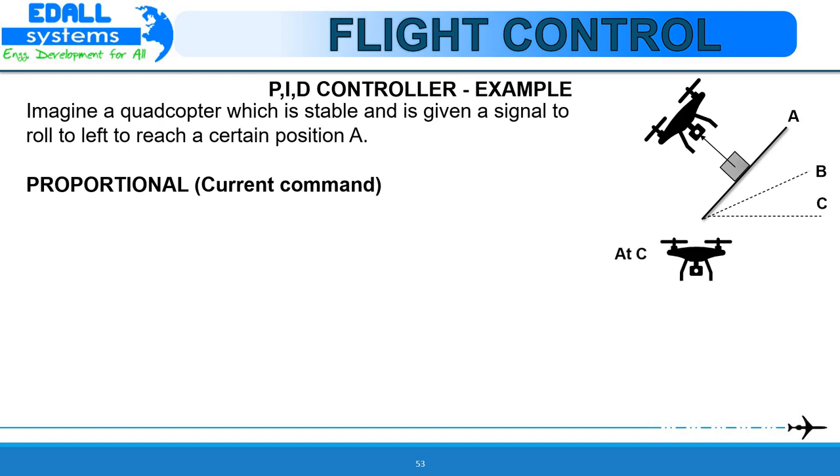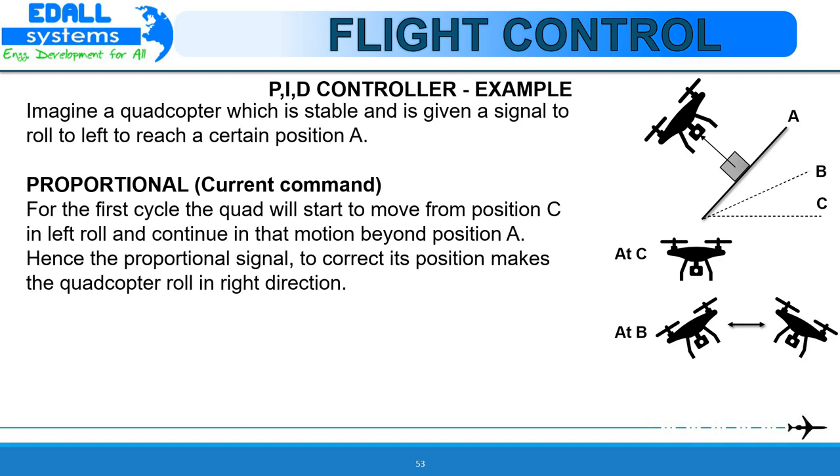So now we have a drone at position C and we are giving a proportional signal to move to the left. Proportional is the only signal that we will be giving to the drone, and let us assume that the integral and the derivative do not exist. Once we give a stick command to the quad to roll towards the left, the drone will tilt towards the left. Therefore, for the first cycle, the quadcopter will start to move from position C to the left and continue in that roll beyond position A.